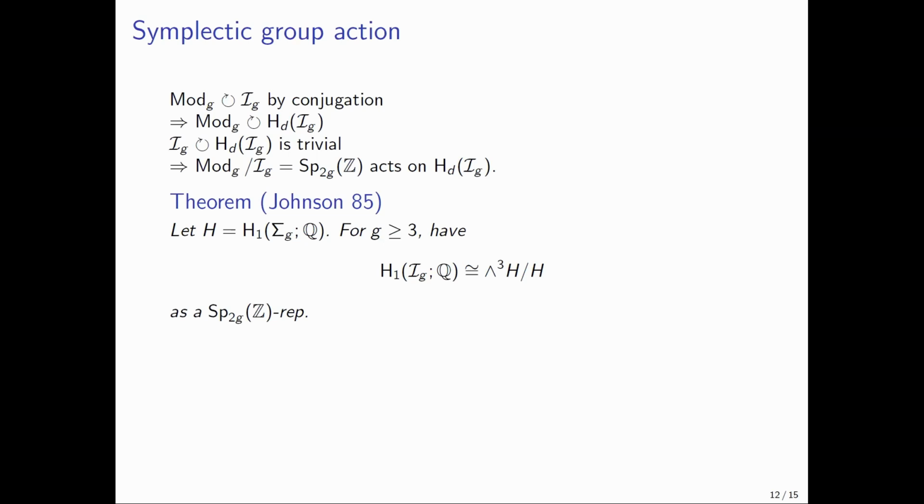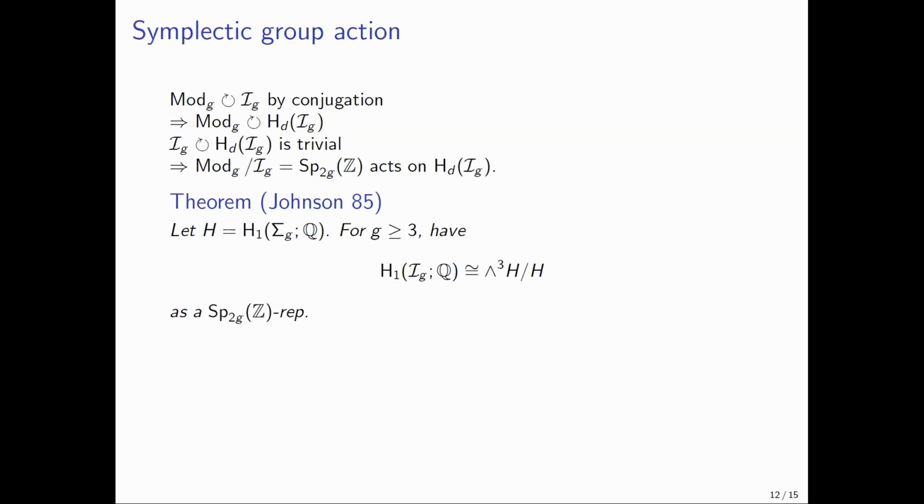I mentioned the word Johnson homomorphism. This isomorphism is given by what's called the Johnson homomorphism. It is this very beautiful homomorphism from the Torelli group to wedge 3 of H mod H. There are many descriptions of it. My favorite involves cup products of mapping tori. It records subtle second order topological information about the element of the Torelli group.